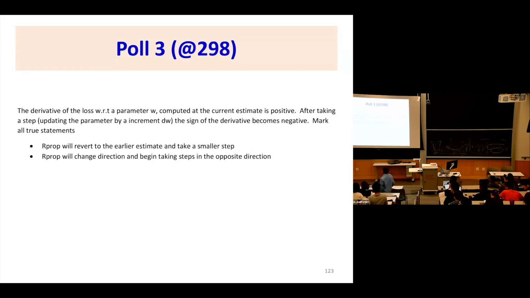The derivative of the loss with respect to W, computed using the current estimate, is positive. After taking a step, the sign of the derivative becomes negative. So what would you want to do? I think you go in the same direction. The sign of the derivative has changed. What would you do? Then you flip. So that means you overshot. So then you go back to the original location, right? And then take a smaller step. Isn't that what we said?